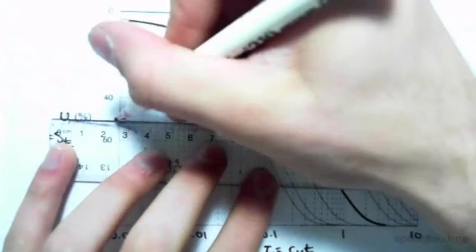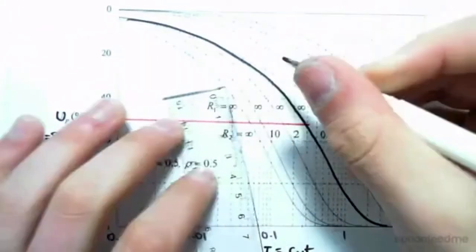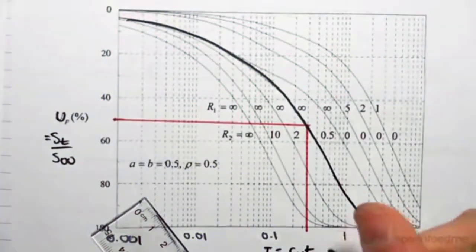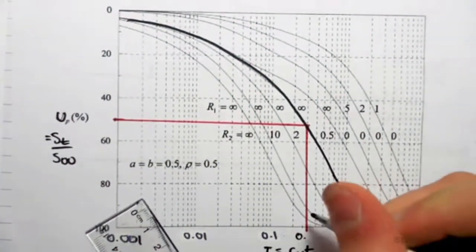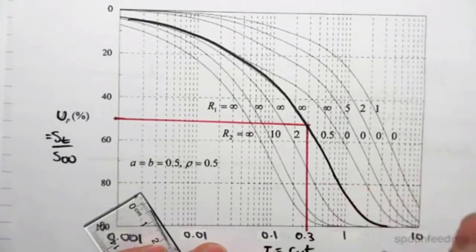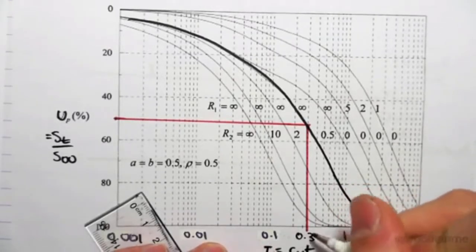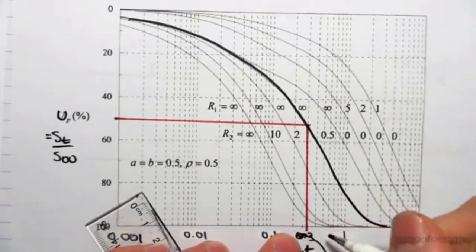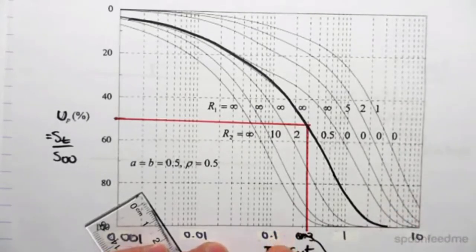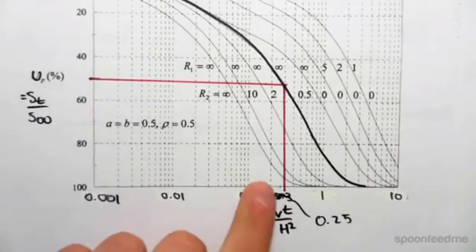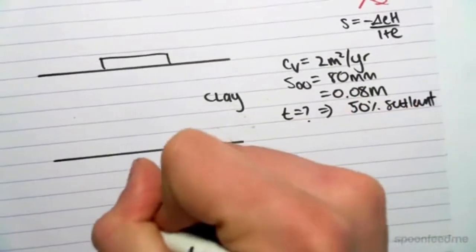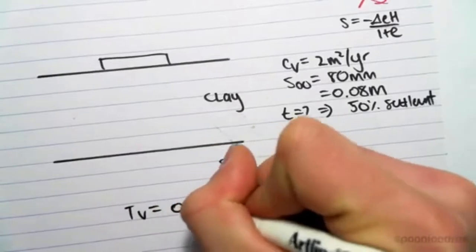So I'm going to go across from here to there, and then I'm going to come down here, and I get a value of around 0.3. So that's not 0.3. That's around 0.2, 0.25. Let's call it 0.25. Okay, so I get a value of around 0.25 over there. So I've just found that my TV equals 0.25.